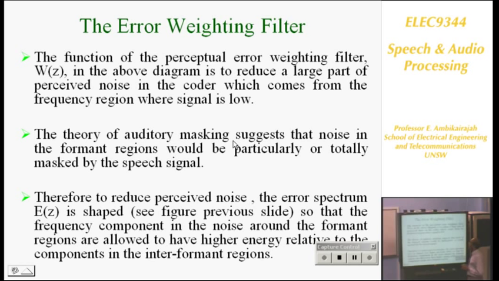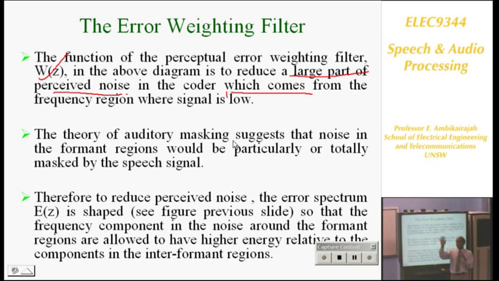So the function of the perceptual error weighting filter, W(z), a transfer function we are going to develop, is to reduce the large part of the perceived noise in the codec. A codec has got quantization noise and all other noise, channel noise as well, but leaving that aside, we want to minimize the quantization noise, right? And what we do is, using the human auditory properties, we push the noise under certain frequency components where the auditory system will automatically suppress the noise. That means we won't hear it.